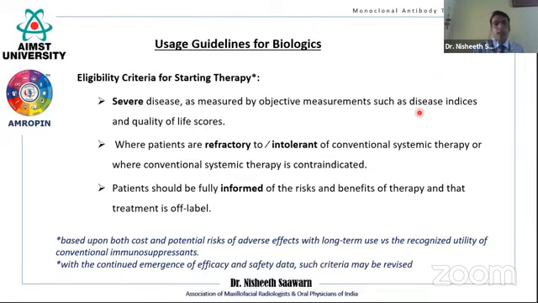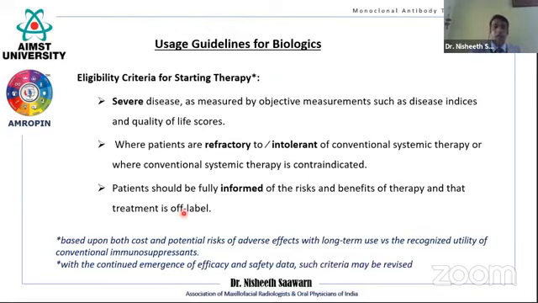One. Second, they are indicated only when the patients are refractory to or intolerant to conventional systemic therapy, or where the conventional systemic therapy is contraindicated, where it is not indicated. And third and most important, the patient should be fully informed and a proper informed consent taken that this is not an established line of drug. This is an off-label drug. We are going to use it on you. You may benefit, you may not benefit, whatever it may be.